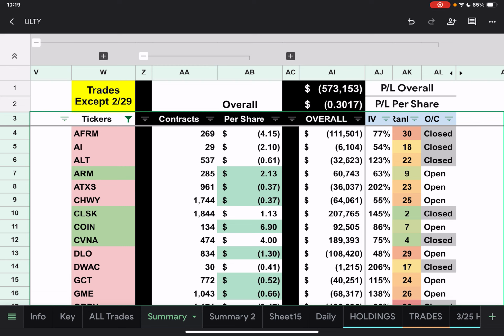So if you look at AFRM in column AI, where the overall totals are, it shows that AFRM ended up costing us $111,501. If you take that and divide it by the number of contracts, which is 269, you see it cost $4.15 a share.